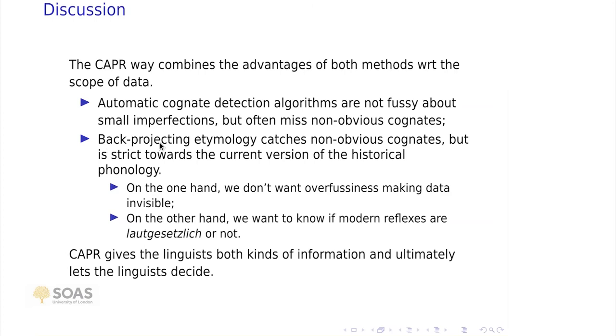And back projection etymology gives you those ahas, but if there is a little imperfection either in the actual forms or in your version of the historical phonology, then it just doesn't appear. So on the one hand, we don't want this overfussiness making data invisible. But on the other hand, we do want to know if modern reflexes are lautgesetzlich or not. So the CAPR way, by putting the human linguist in the center of this approach, provides both kinds of information: the kind that the algorithms give, and also the kind that back projection, a really strict, rigorous etymological method, gives. It gives you all this information and lets you decide what to do with it.